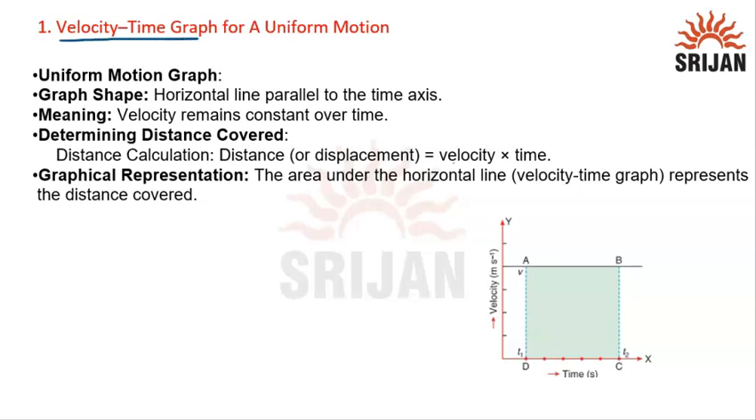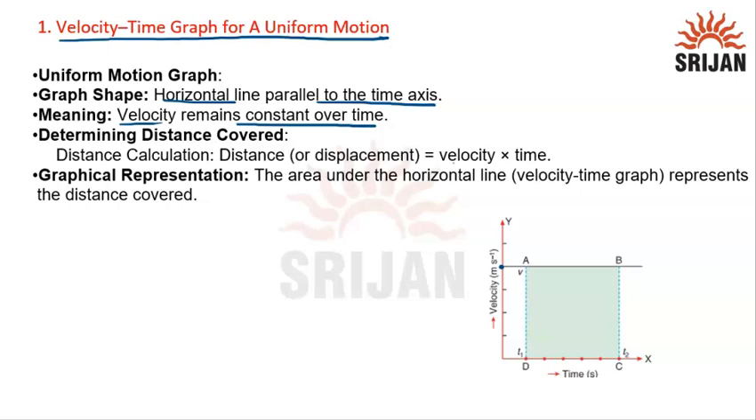Next, the first category is the velocity time graph for uniform motion. In uniform motion, an object covers equal displacement in equal time intervals. The time intervals and the intervals of displacement are both equal. So the uniform motion graph is a horizontal line parallel to the time axis, and velocity remains constant over time. As time passes, the velocity of the object stays constant at different time positions, and we can observe it.